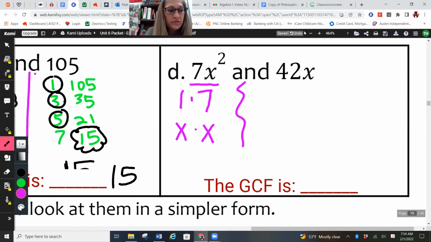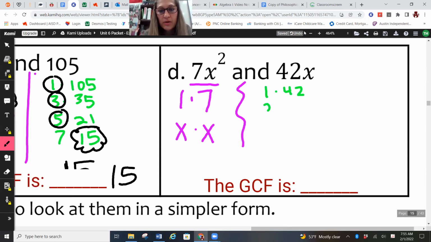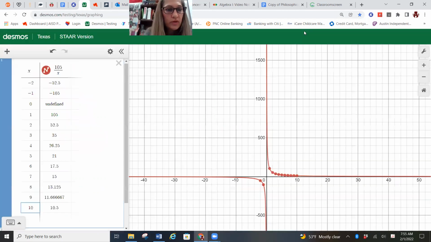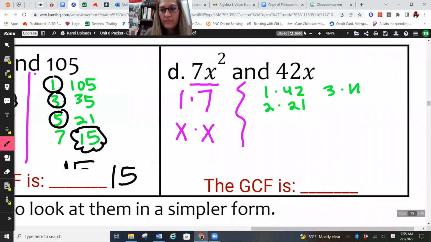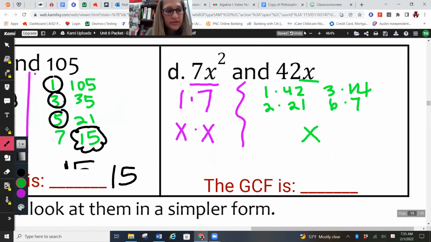Now 42 is 1 times 42, 2 times 21, 3 times, what's 42 divided by 3? 14. No 4, no 5. Oh, and 6 times 7. And we can't forget the x, so we put an x.